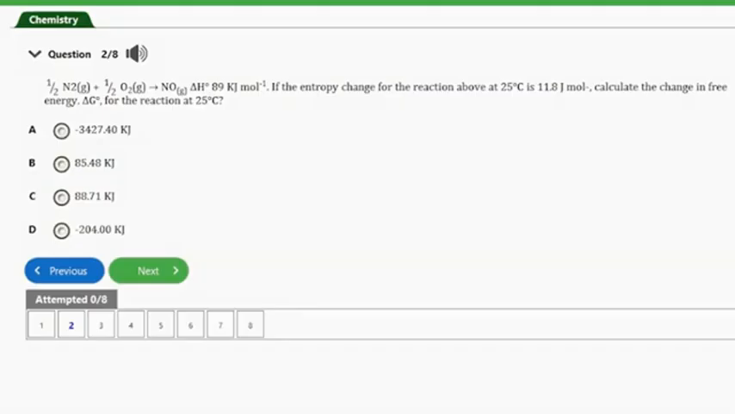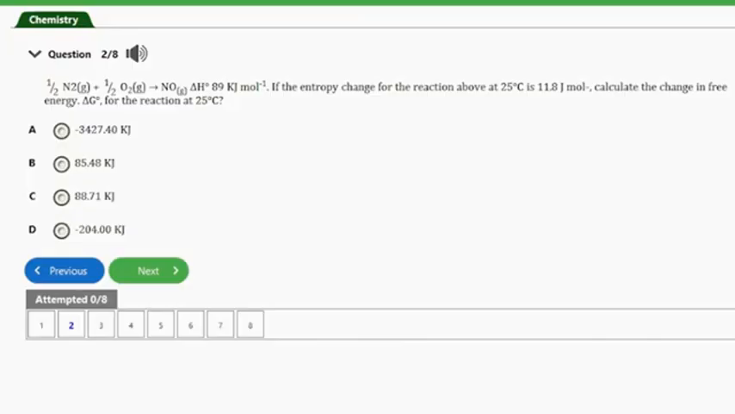We have an equation of a reaction here between nitrogen gas and oxygen gas to yield nitrogen monoxide, and the delta H here is 89 kilojoules per mole. And guys, if the entropy change for the reaction above at 25 degrees Celsius is 11.8 joules per mole, calculate the change in free energy. So we had to calculate the Gibbs free energy at 25 degrees Celsius for this question, and we have our options A to D here.